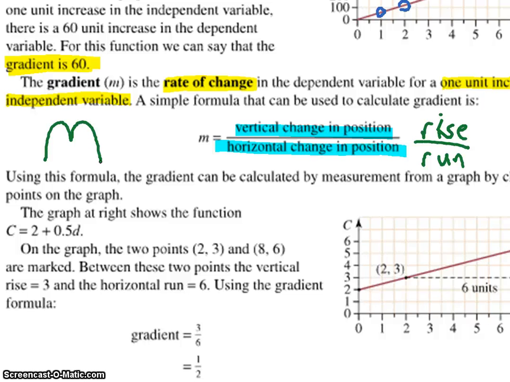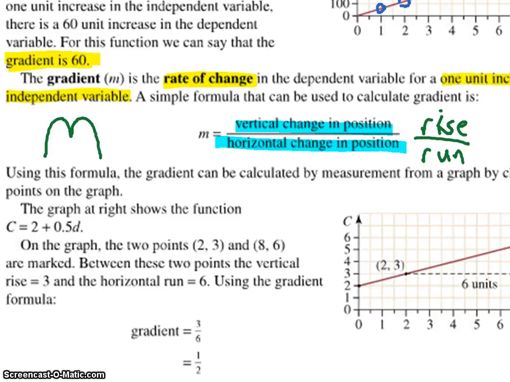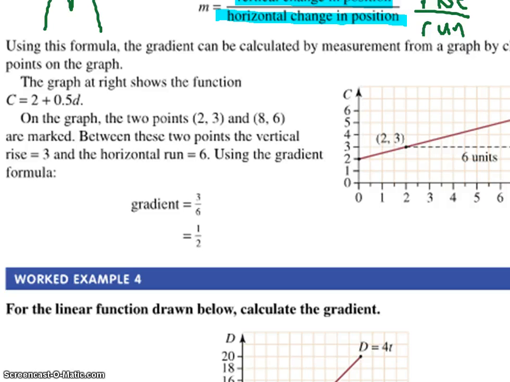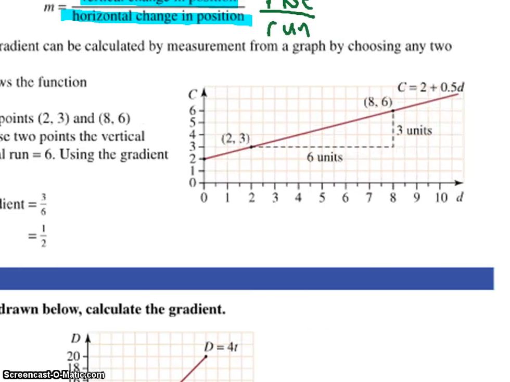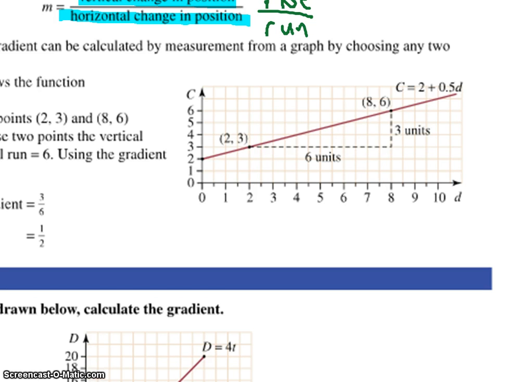But M is the one we use for gradient. Cool? Alright, using this formula, the gradient can be calculated. A lot of the times you'll be given the gradient in the formula, but sometimes you have to calculate it. So the graph at the right shows C equals 2 plus 0.5D. I don't care what the formula is about. What I want to do is calculate the gradient. So what we have to work out is what is our rise, what is our run. Have a look at this.